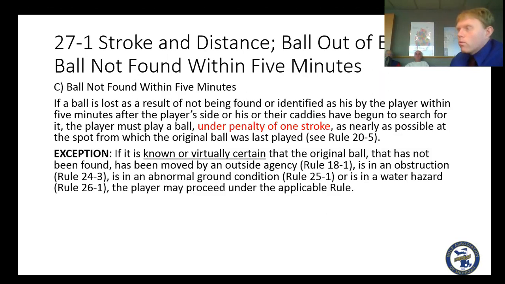All right, so one exception to this is if it's known or virtually certain that the original ball has not been found, has been moved by an outside agency, is in an obstruction or an abnormal ground condition, or is in the water hazard, the player may proceed under the applicable rules. So again, if we have that virtual certainty that the ball is in that pond of casual water that we can't see the bottom of, they don't have to go back to where they last played from. They can take relief from the casual water in that case, from the point where they last crossed the outermost limits of the casual water. Just using that as an example.